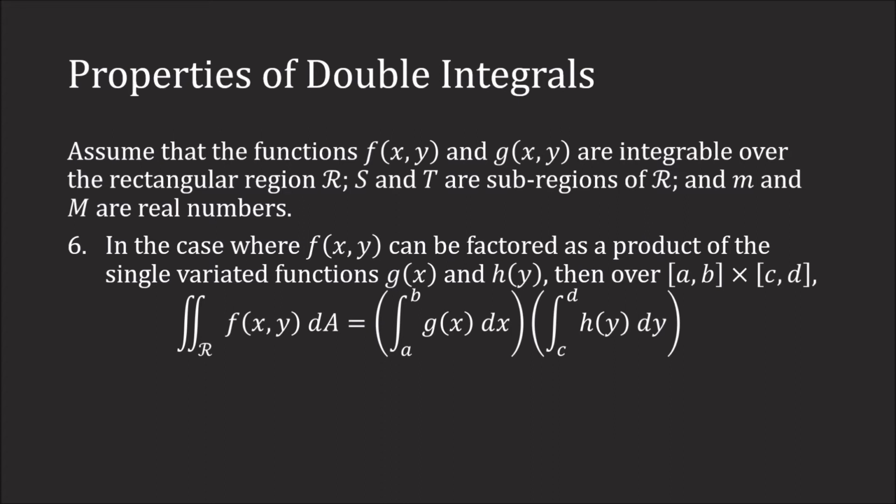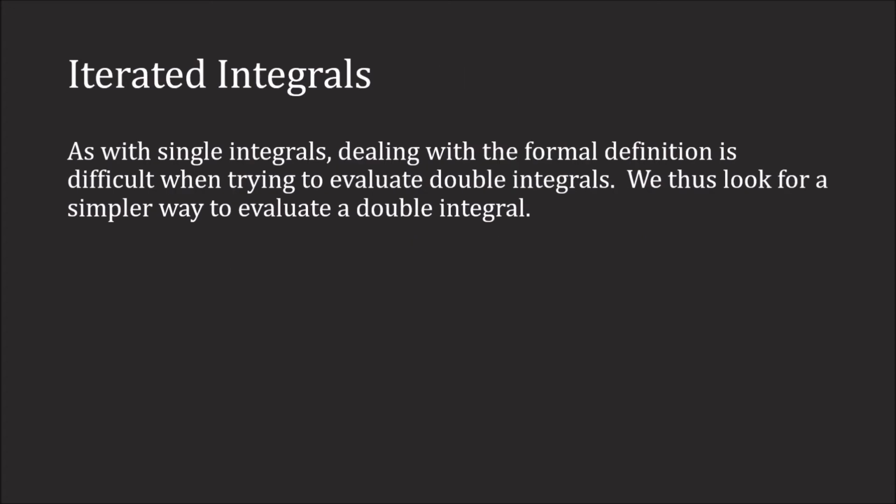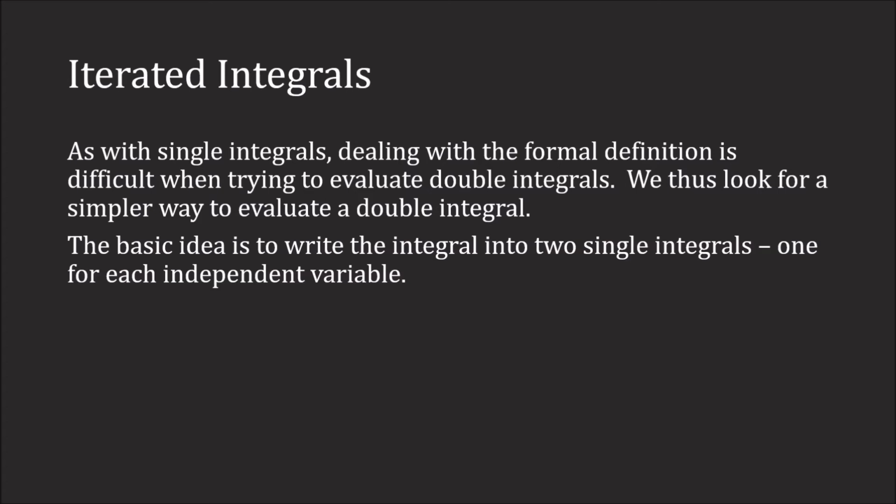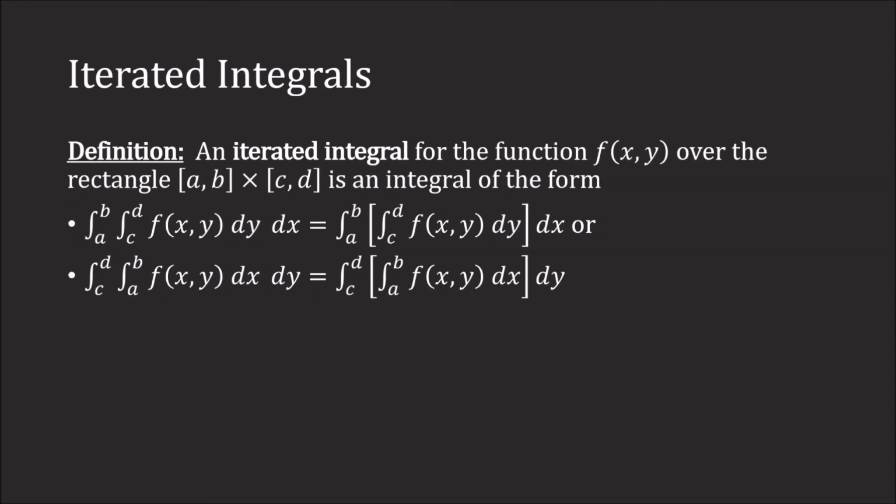Now, if you remember when you studied single Riemann sums, it was really difficult to actually calculate the integral using the Riemann sum. So what we need to do is look for a simpler way to evaluate it. And we're going to do the same thing here with double integrals. And the basic idea is to write the integral as two single integrals, one for each of the independent variables. Such an integral is known as an iterated integral.